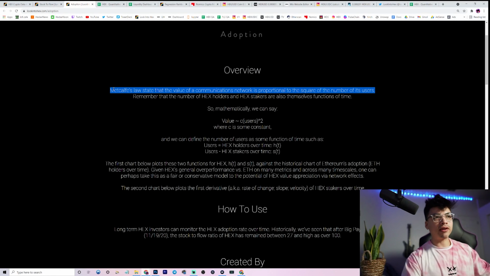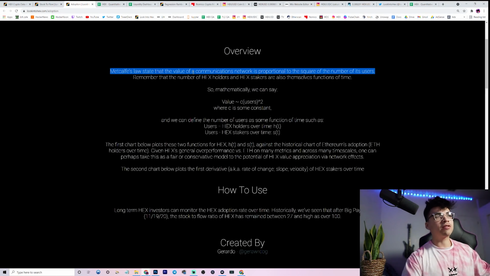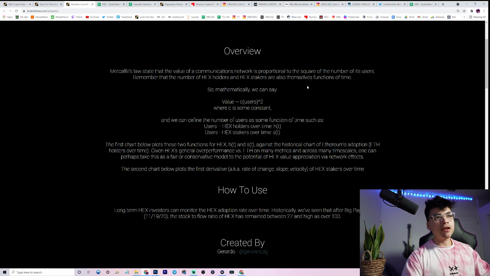We describe it here in the summary. Metcalfe's law states that the value of a communications network is proportional to the square of the number of its users. And we kind of go in depth how you could define number of users in multiple ways with HEX, right? We can define it as holders over time or stakers over time.